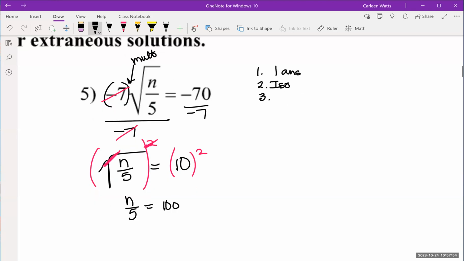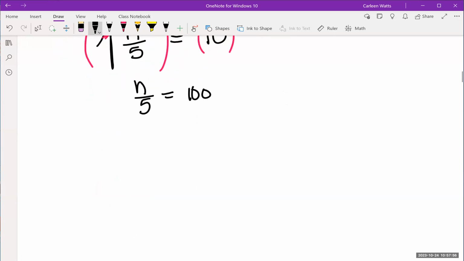Okay, now I need to get rid of the 5. I need to isolate the n. So what do I do to both sides to get rid of that 5? Multiply by 5. 5 over 1, right? So we have n is equal to 500, and I was expecting 1 answer.